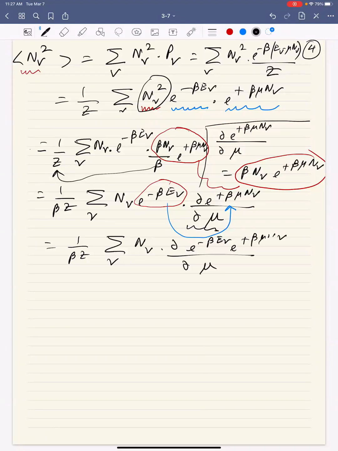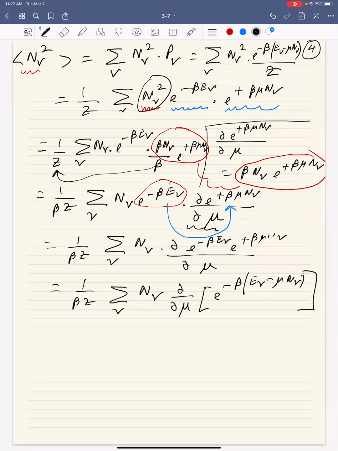Okay. Now something's happening. This is 1 over beta z, summation nu, n nu, partial by partial mu, e to the power minus beta (E nu minus mu n nu). And this whole differentiation with respect to mu can be brought outside the sum now. Because you're doing it in every microstate and summing it up, you can do it over the full sum together.